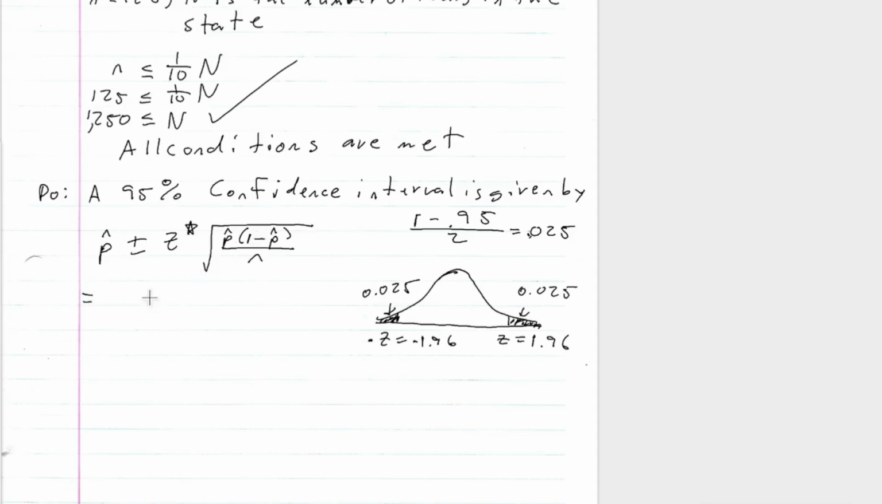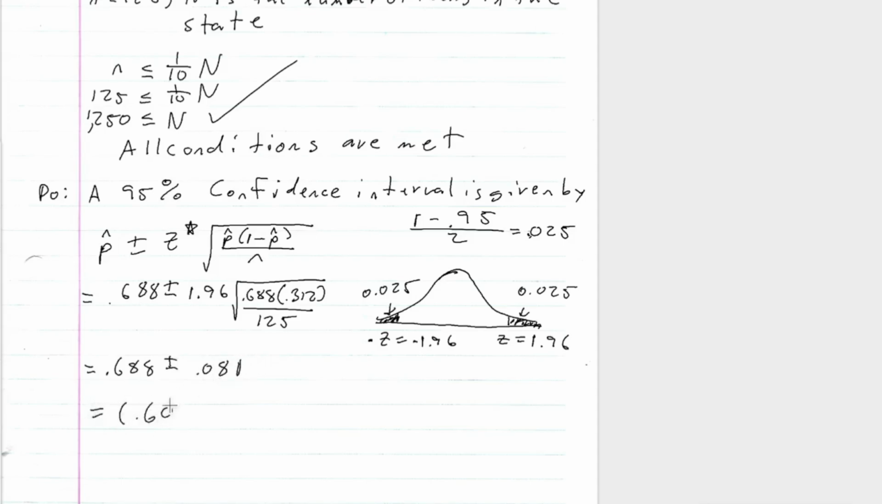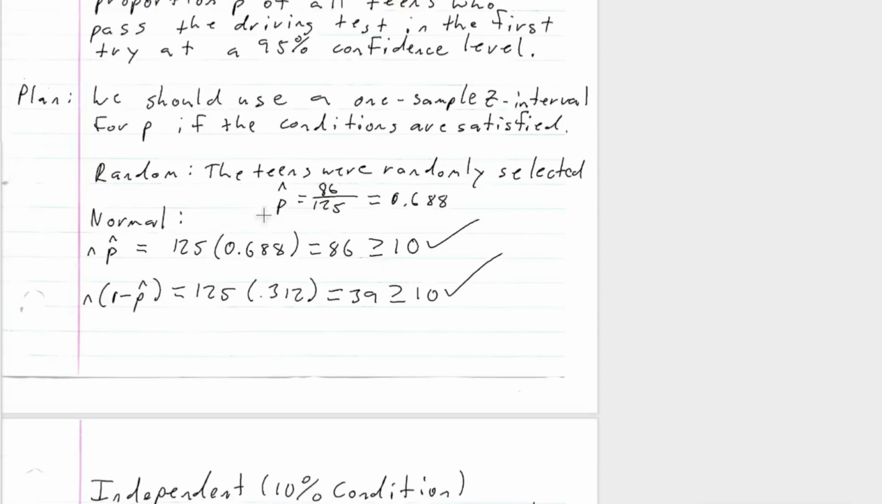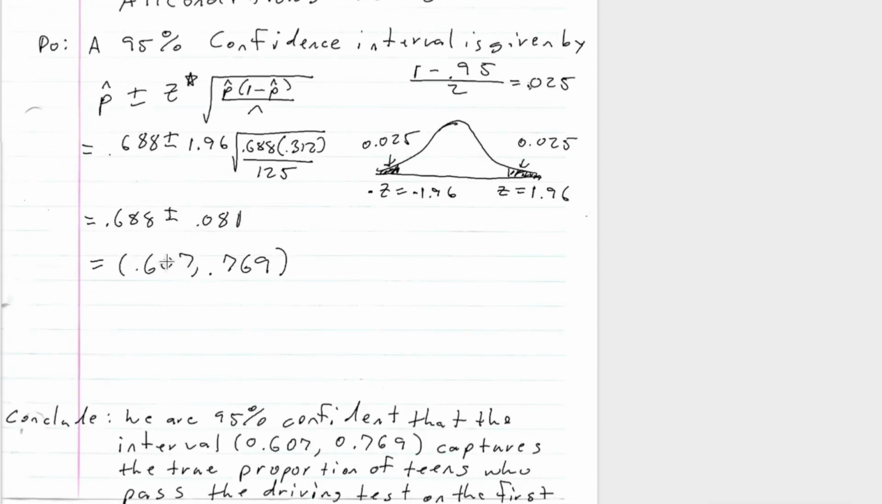So this is equal to 0.688 plus or minus 1.96 times the square root of 0.688 times 0.312 all over 125, which is 0.688 plus or minus 0.081, which gives us the interval 0.607 to 0.769. So our actual proportion should be between 0.607 and 0.769, and that coincides with the hypothesis test we did in 49, right? Because we established that the proportion should have been different than 60%, and we can see that the actual proportion should be between 60.7% and 76.9%.